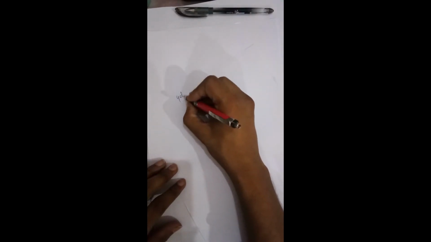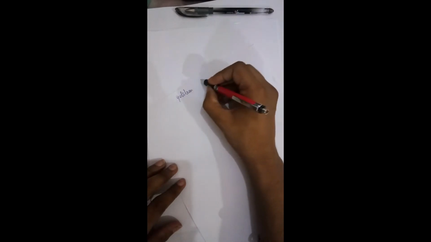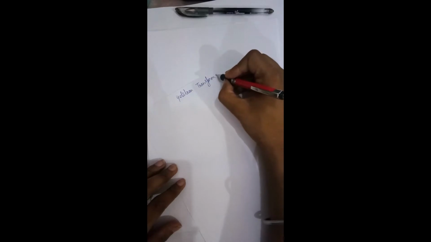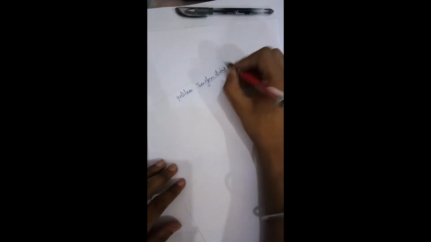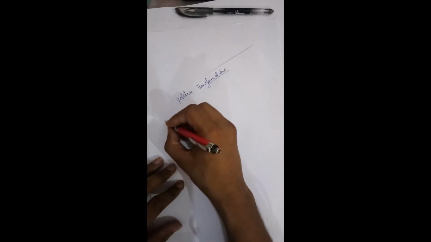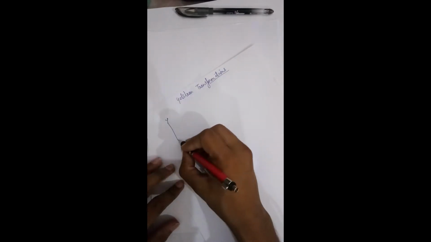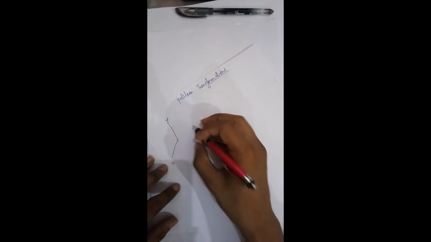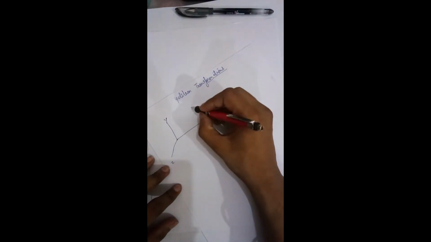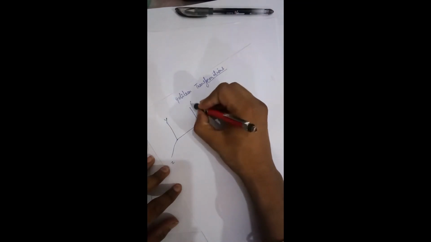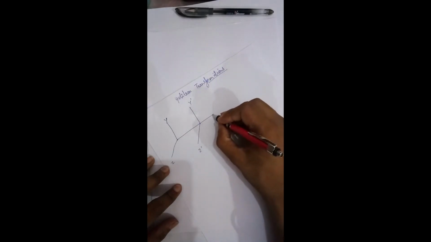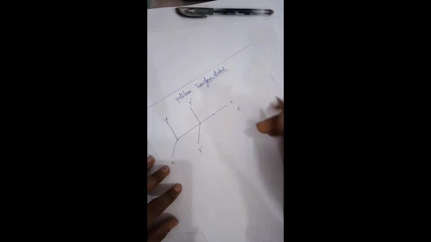Galilean transformations. You have to make a diagram. This is the y-axis, this is the z-axis, and this is the x-axis. This is y dash, this is z dash, and this is x and x dash.